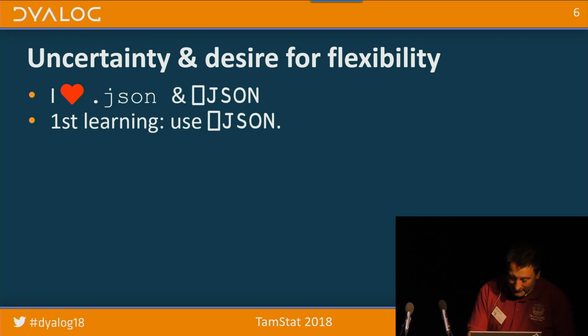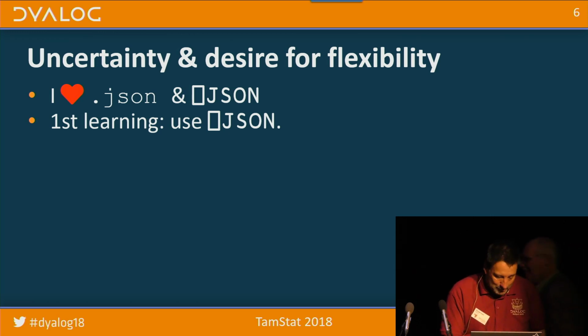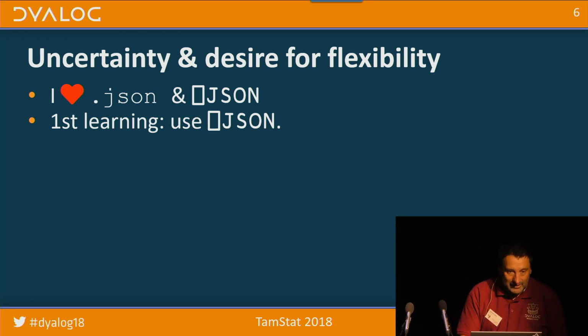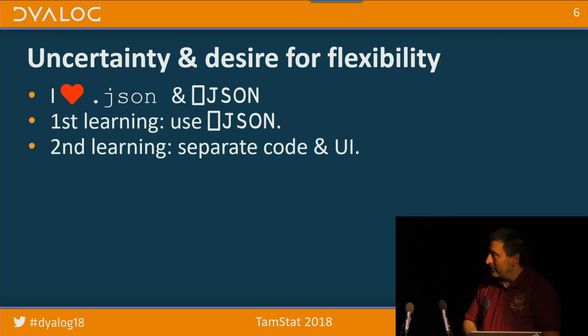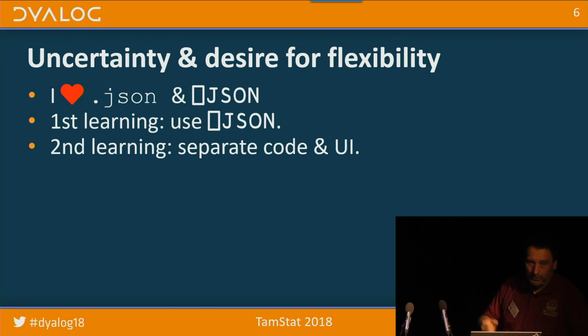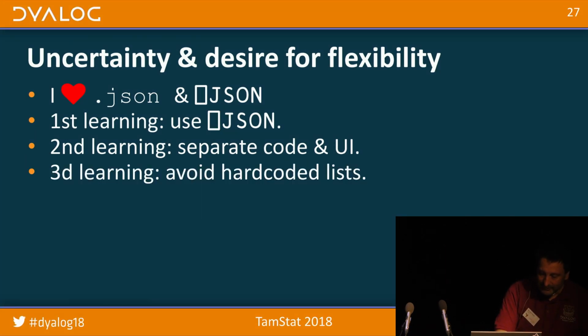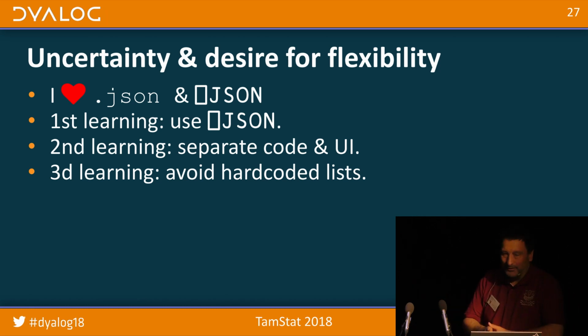So my first learning, not of this project, but in general, is use quad.json. In everything I do, I find applications for quad.json. I don't know how it comes, but that's just the effect of life. You can use quad.json for everything. The second lesson was don't separate your code and your UI. We didn't want to rely on names of functions to build the list there. And avoid hard-coded lists.